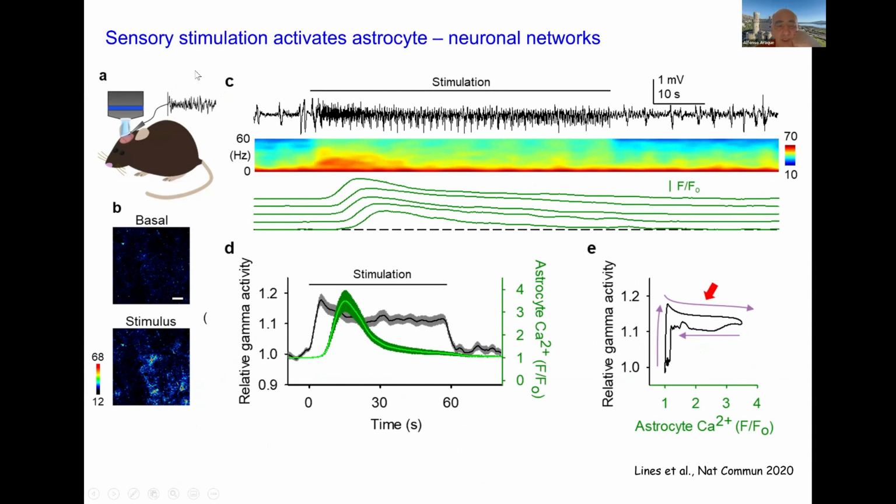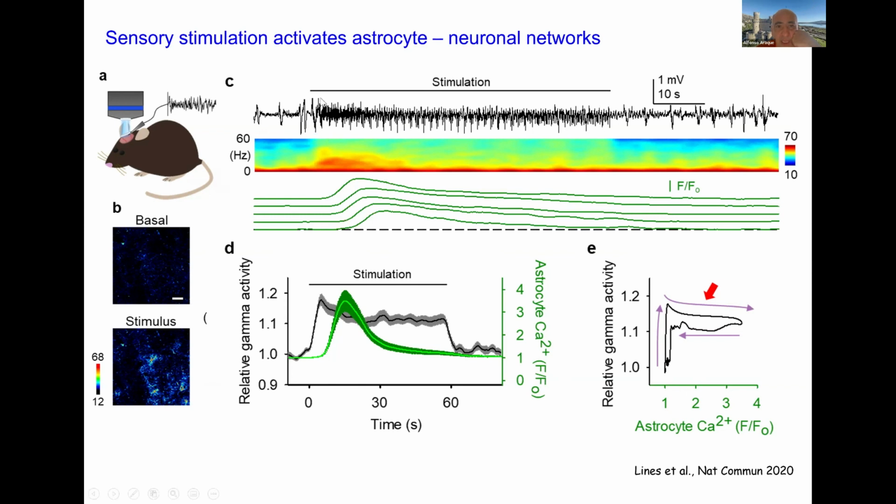And here I'm showing a representative trace of the local field potential recording with the electrode located in the primary somatosensory cortex. And here is the color-coded power spectrum of this electrical signal. Here, the calcium elevation in some of the astrocytes in that area.